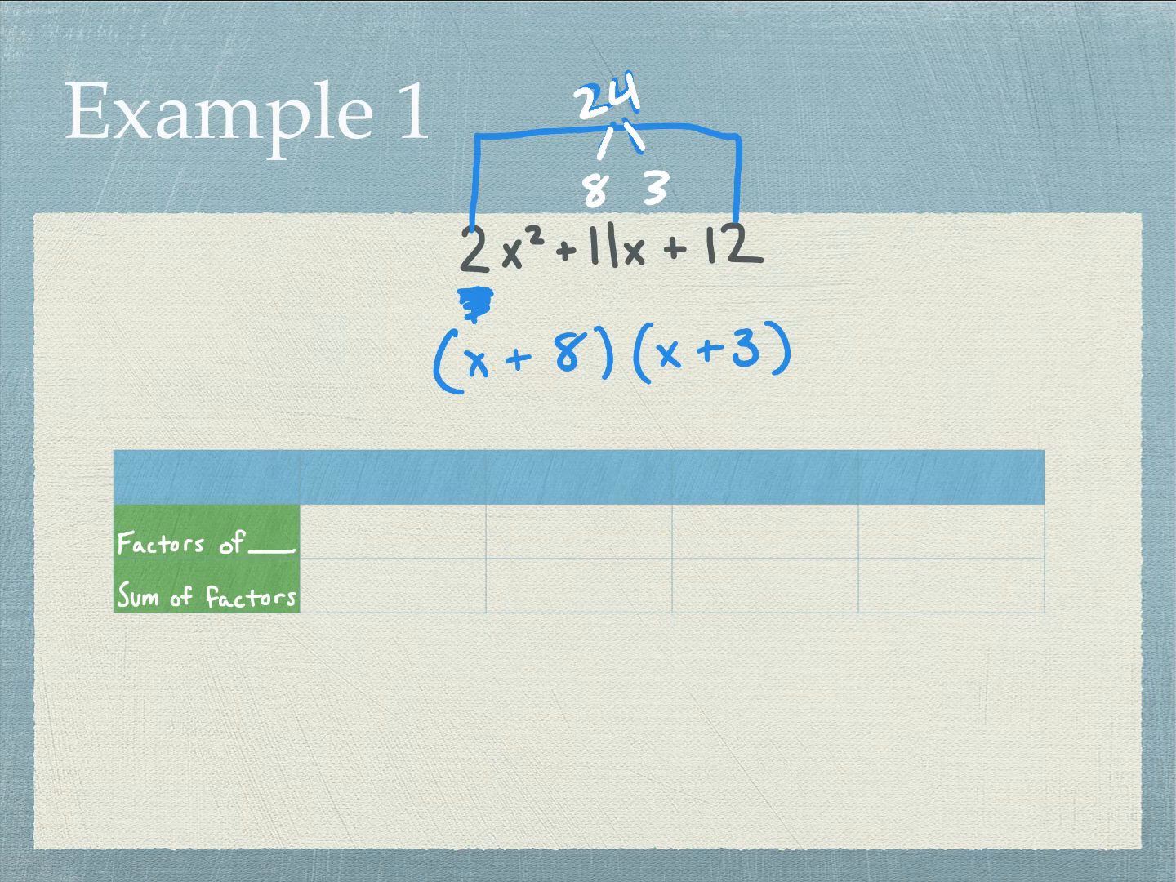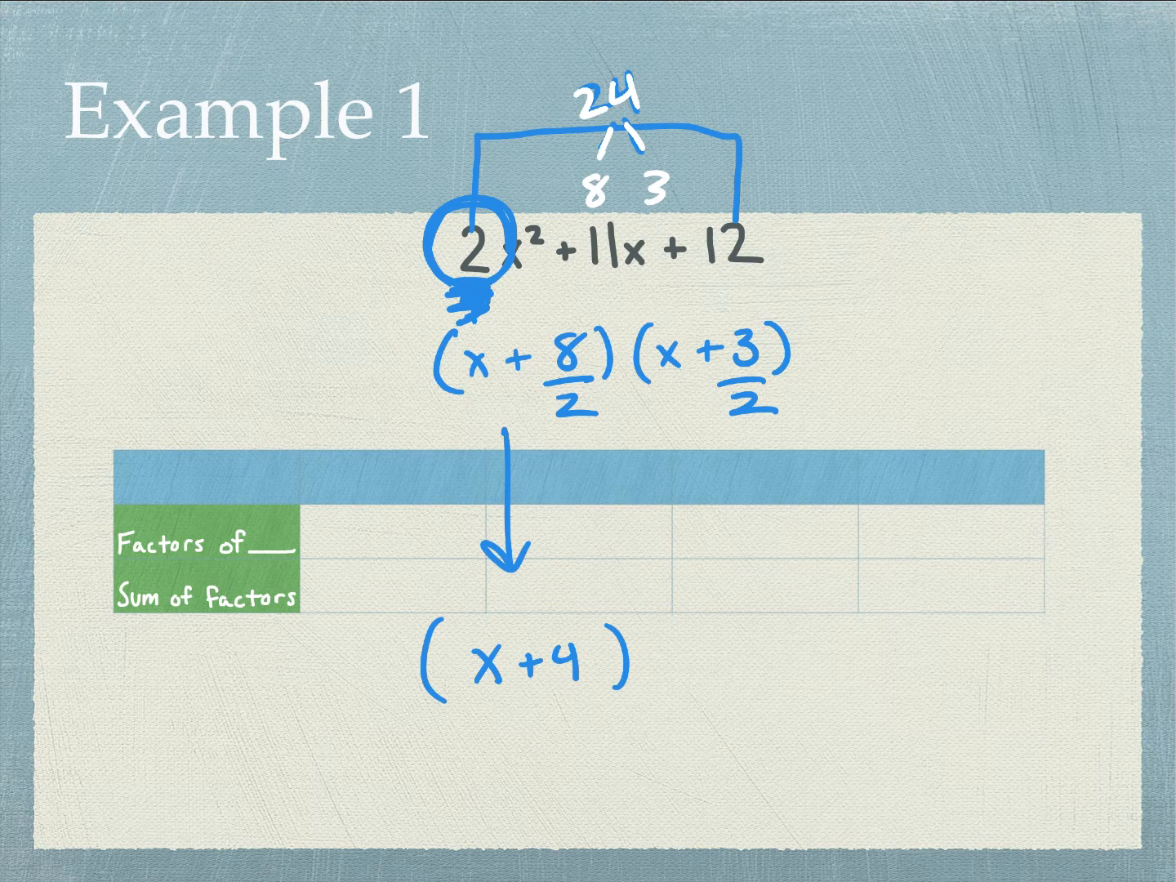But I started by multiplying, so in order to keep my equation balanced, I have to make sure I go back in and divide. So whatever this number is out front, this 2, I have to divide both of these numbers by 2. What's 8 divided by 2? 4. So this becomes x plus 4.